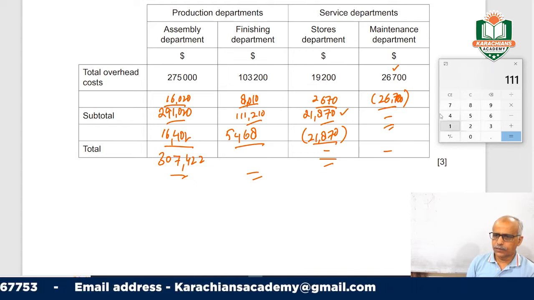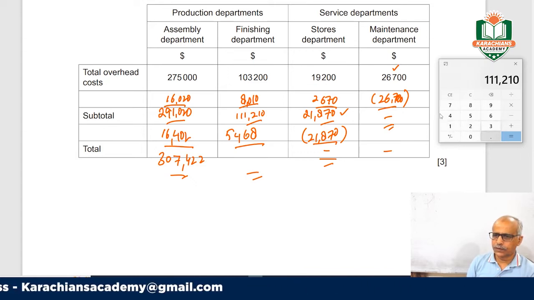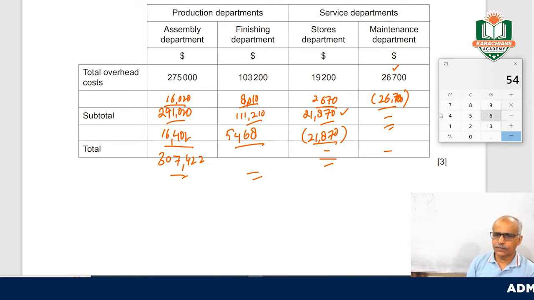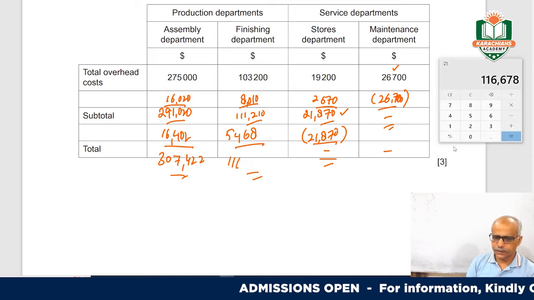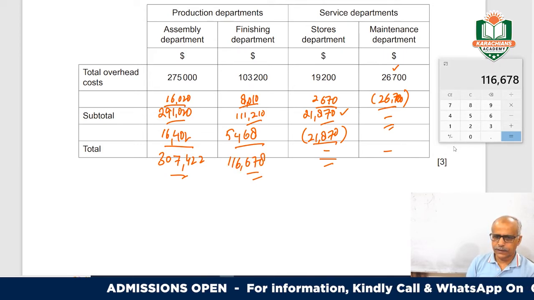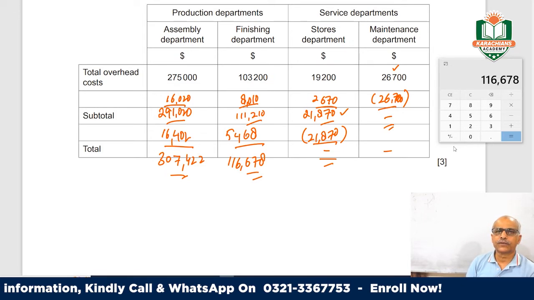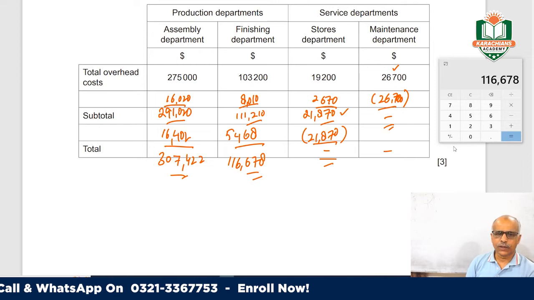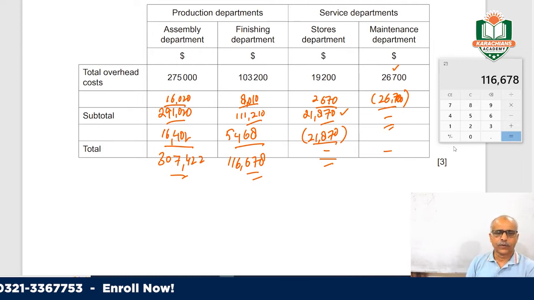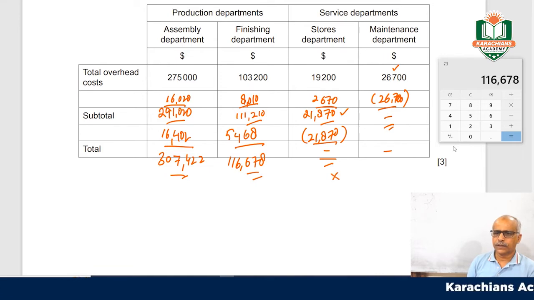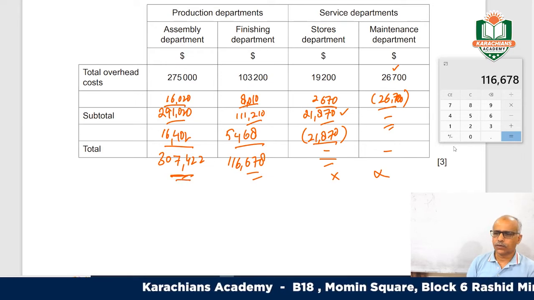And how much will this be? 111,210 plus 5,468 is 116,678. So we have done with the first part of this question, where we were to calculate the complete overheads. These are the complete overheads of now store department, service department cost nil, and total cost. This is the total cost, right?